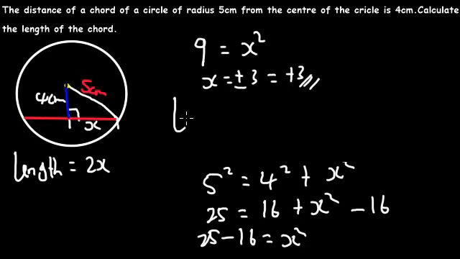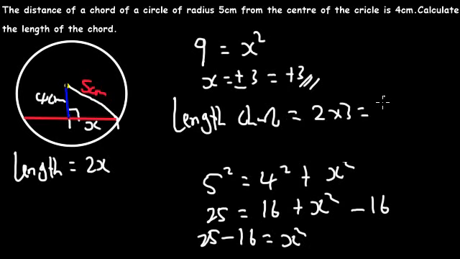If x is 3, then the length of chord will simply be equal to 2 times 3, which is simply 6 centimeter. And that is how to determine the length of the chord, given the distance between the center of the circle and the chord itself, likewise the radius. So that's it. Now let's consider example number 3.